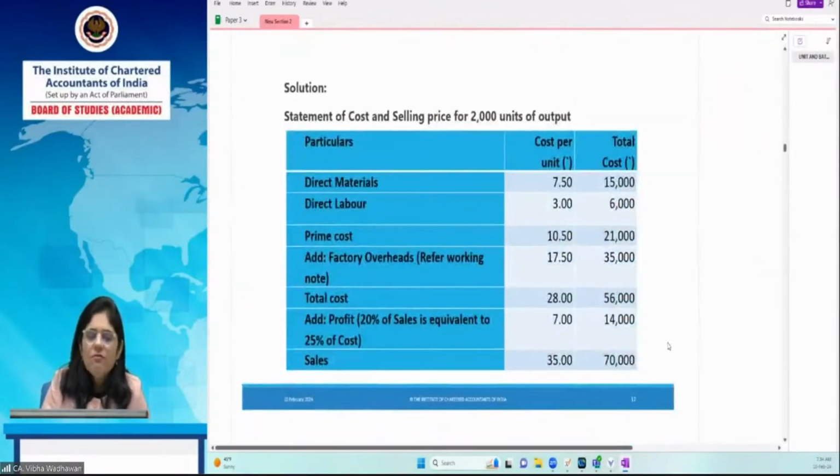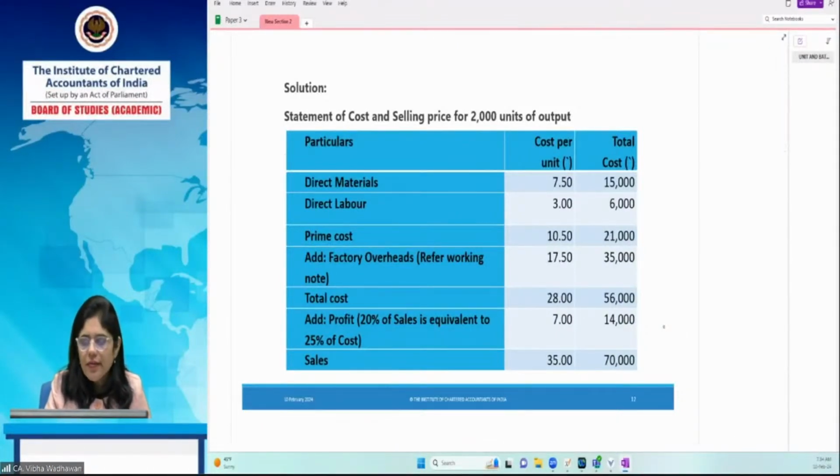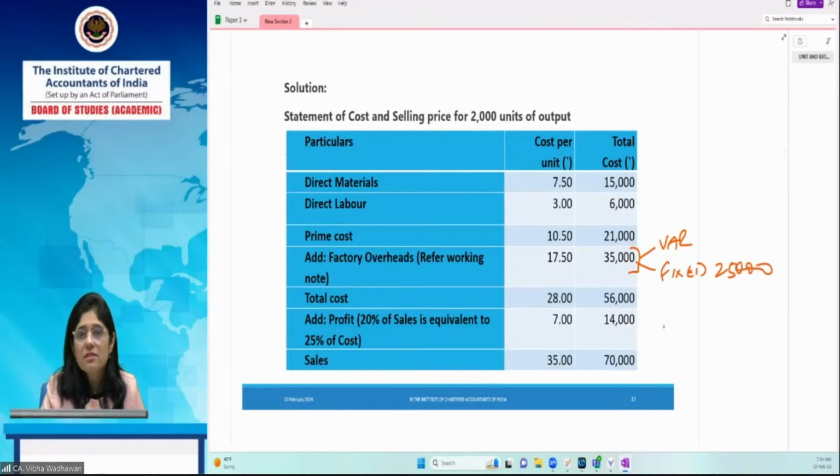Okay, so we have a clean solution also. So direct material, direct labor, prime cost. Factory overheads, again, here it is variable and fixed both. And out of 35,000, 25,000 is fixed, which was the fixed amount. And the rest, 10,000 must be the variable cost.